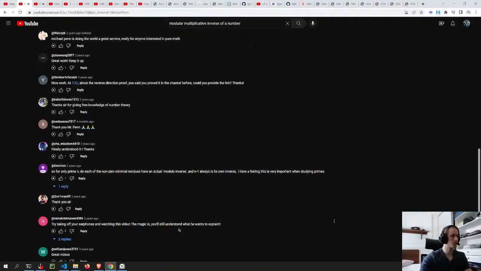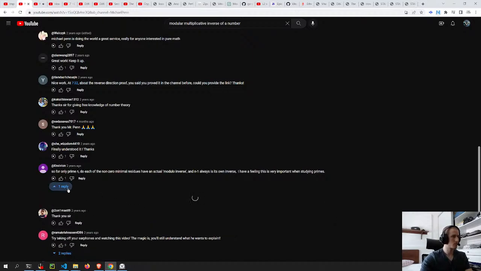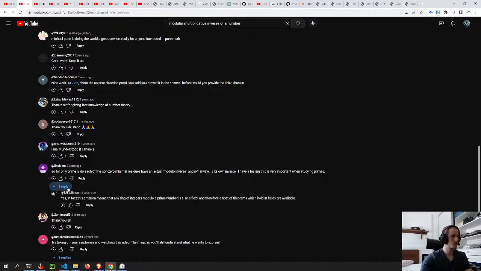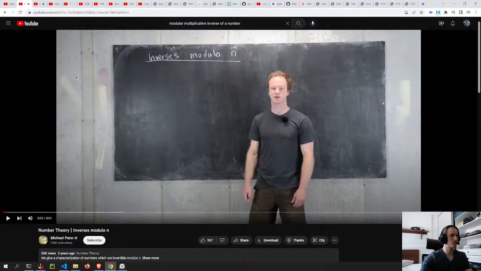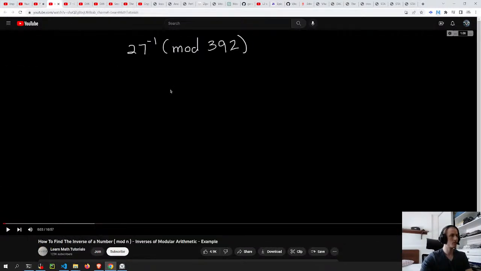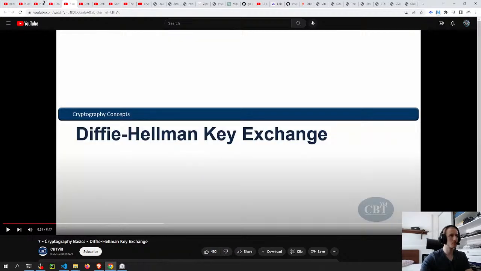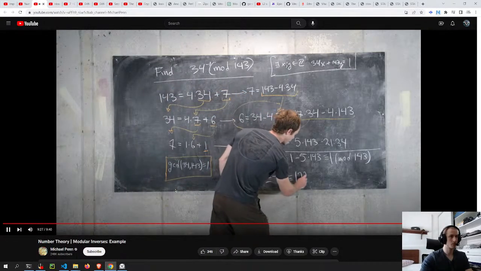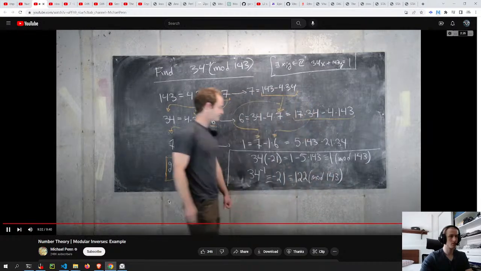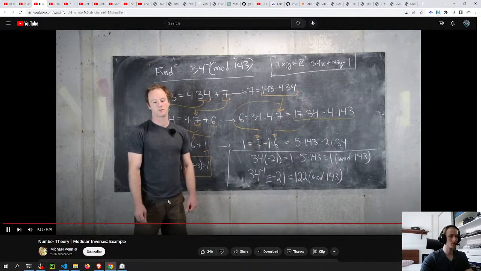Good. And now what we can do is rewrite that as follows. We can rewrite 34 times negative 21 is equal to 1 minus 5 times 143. Good. And now notice that number is obviously congruent to 1 modulo 143. Good. And that tells us that 34 inverse is equal to negative 21 mod 143. But we'd rather not work with negative numbers, so what we can do is just add a multiple of 143 to this. And what we'll end up with is that this is congruent to 122 mod 143. So 34 inverse is 122 mod 143. Okay, that's the end of this example.